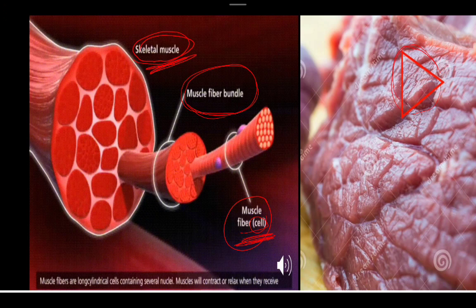Kung makita niyo dito sa picture natin, this is an example of a skeletal muscle. Hindi lang visible, guys, yung kanyang individual muscle fiber because we need to take a look at it under the microscope. Hindi rin klaro dyan yung muscle fiber bundle because under the microscope pa yun. But what we can appreciate is the structure of a skeletal muscle. Okay, so let's move on to the next slide.